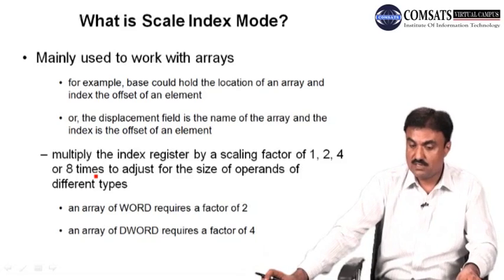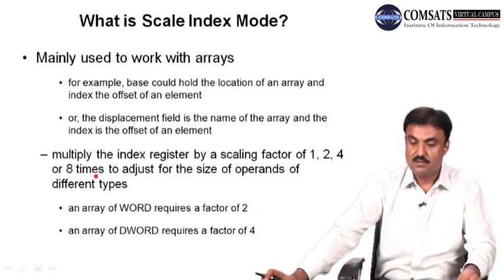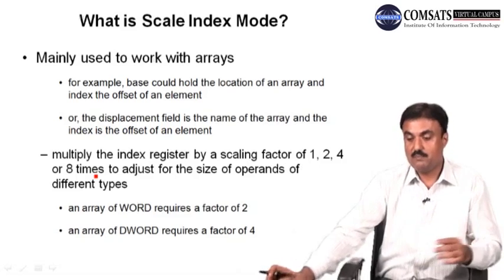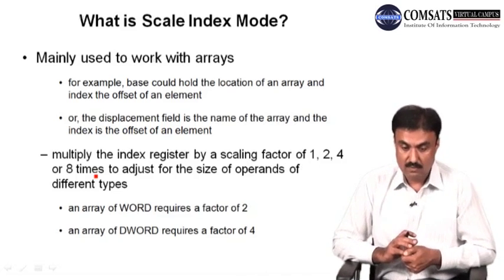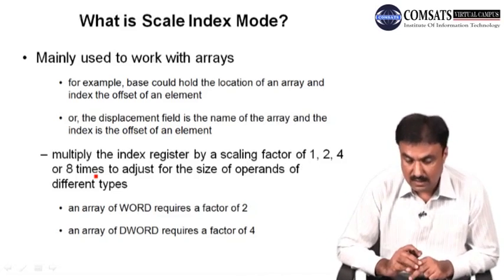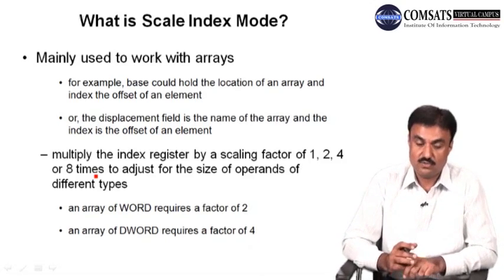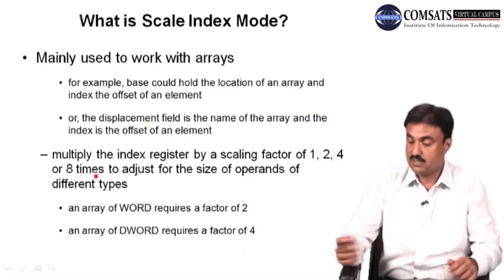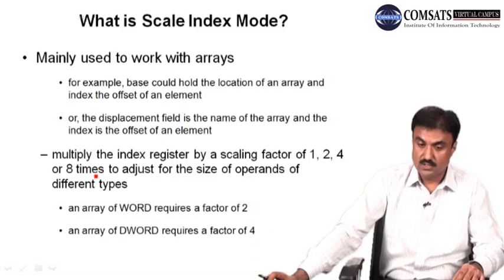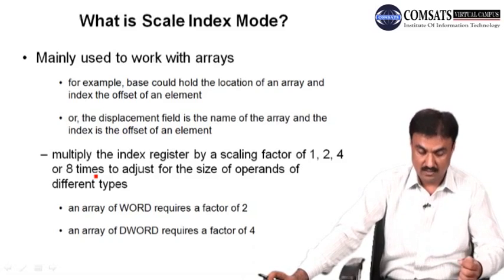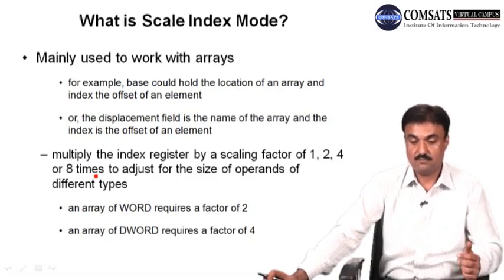So we can use scale index, and the base index, and so on. We multiply the index register by a scaling factor 1, 2, 4, or 8 to adjust for the size of operands of different types. So if we multiply by 1, it's like byte type, 2 means the word type, then double word type, and quad word. An array of type word requires a factor of 2, an array of double word requires a factor of 4, and so on. So this scale index mode is used mainly to access arrays where we are using base plus index.